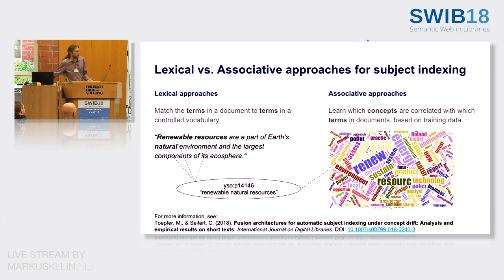But then there are associative approaches, for which you need a lot of training data. You use that data to learn which concepts are correlated with certain terms or combinations of terms in documents. Then for each concept, you form a model that could be something like this tag cloud. So it's like correlations with different words.